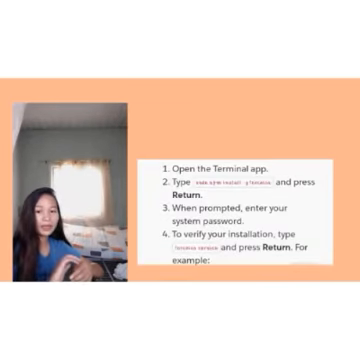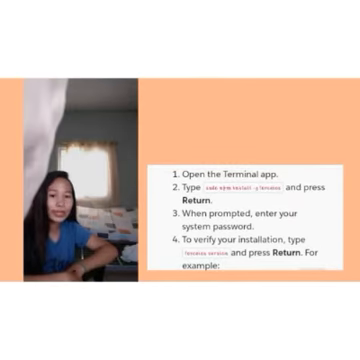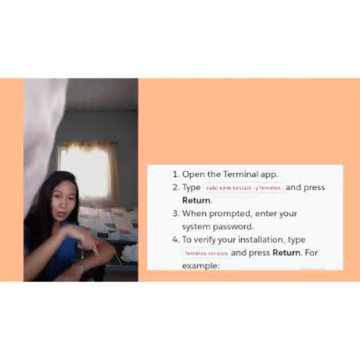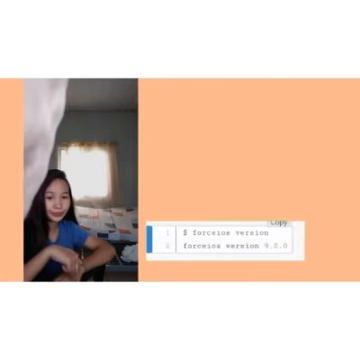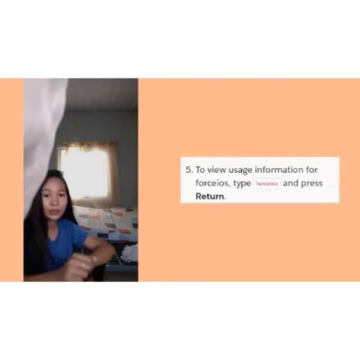To install Forceios, here are the steps. Step 1, open the Terminal app. Step 2, type sudo npm install -g forceios, this code below, and press Return. Step 3, when prompted, enter your system password. Step 4, to verify your installation, type forceios version and press Return, for example, this code below. Step 5, to view usage information for Forceios, type forceios and press Return.